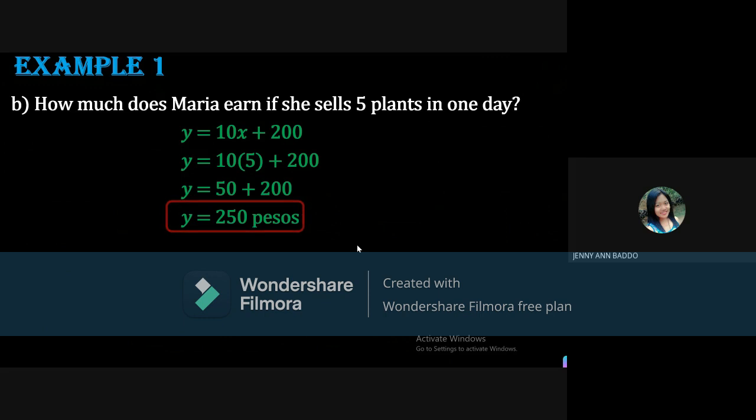Thus, Maria earns 250 pesos in a day for selling 5 plants. 200 pesos for being the garden assistant, and an additional 50 pesos for selling 5 plants. How about for selling 15 plants in one day?